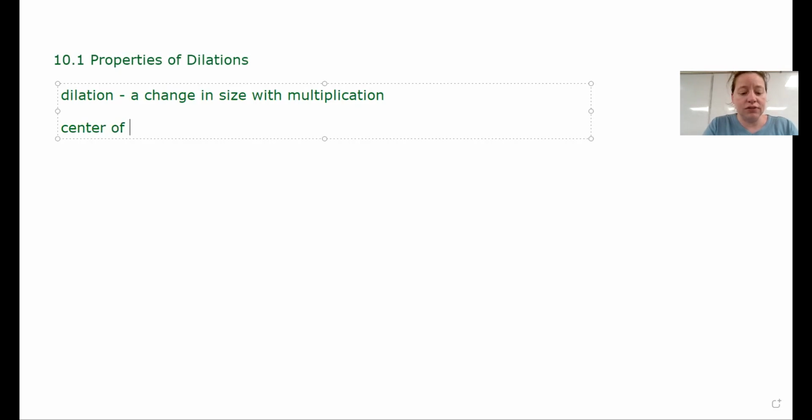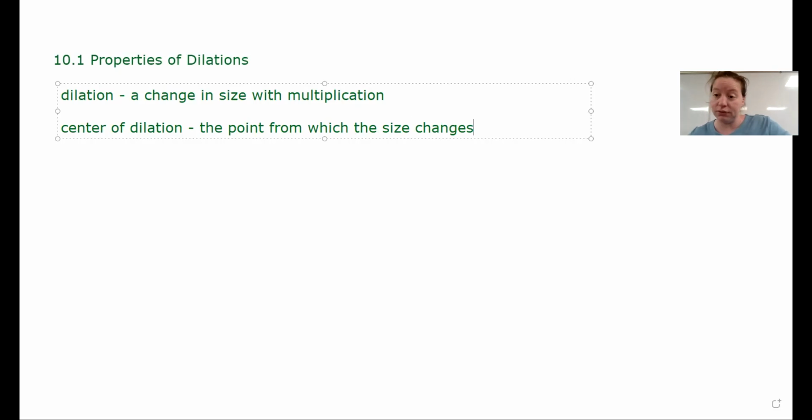We have a center of dilation, which is the point from which the size changes. In your case, it is always going to be a 0, 0. Technically, it does not have to be a 0, 0. It could be a different one. That would be perfectly fine.